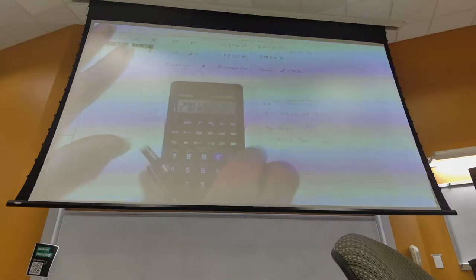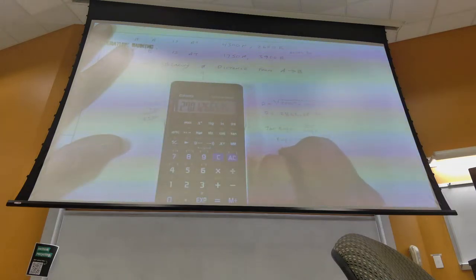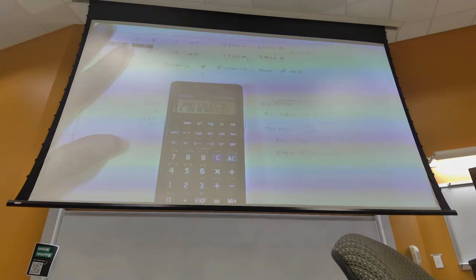Shift tangent. And you're going to get a decimal number, because that's how calculators work. They like decimals. We don't use decimals in civil engineering.